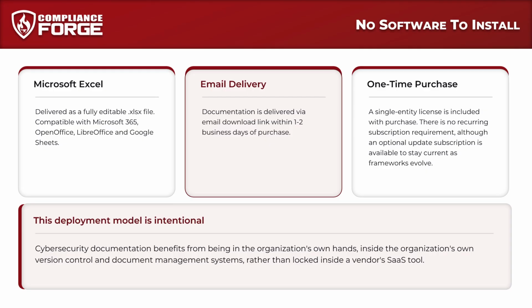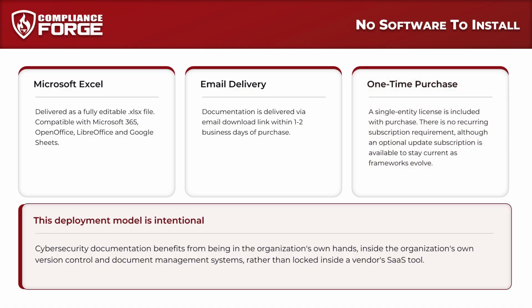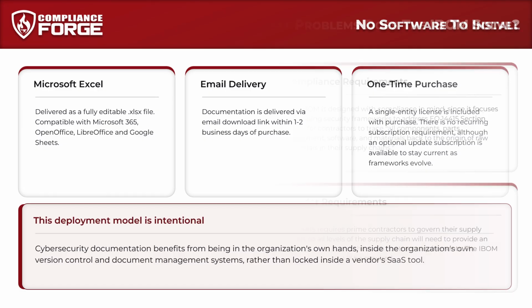Documentation is delivered via email download link within 1 to 2 business days of purchase. A single entity license is included with purchase. There is no recurring subscription requirement, although an optional update subscription is available. This deployment model is intentional. Cybersecurity documentation benefits from being in your organization's own hands, inside your own version control and document management systems, rather than locked inside a vendor SaaS tool.